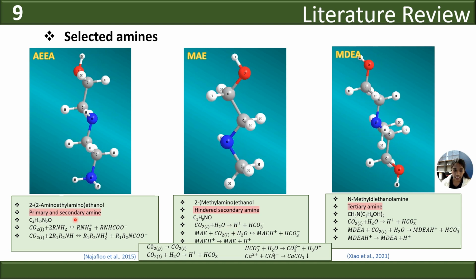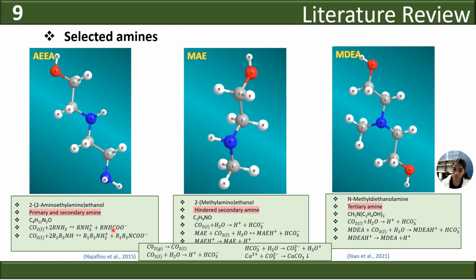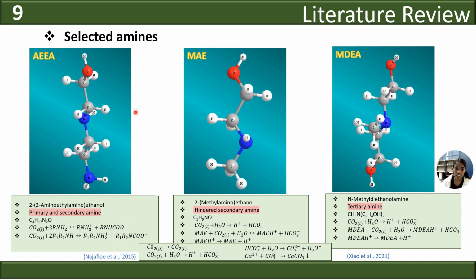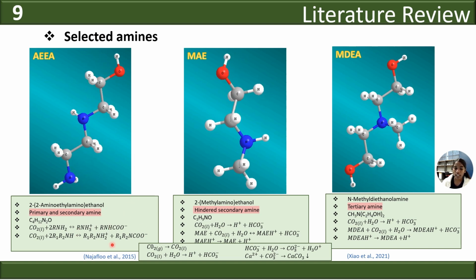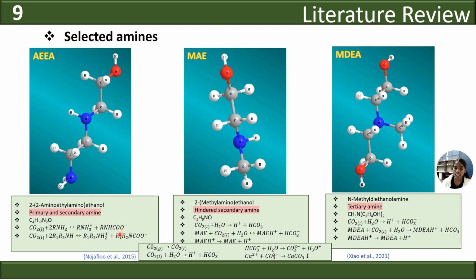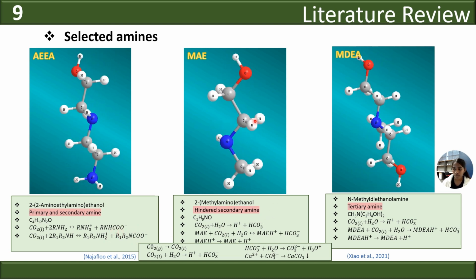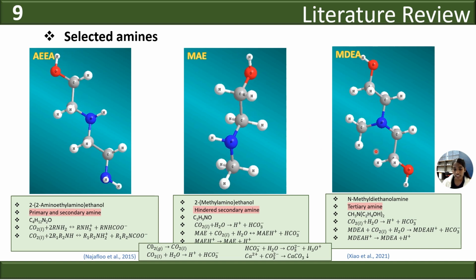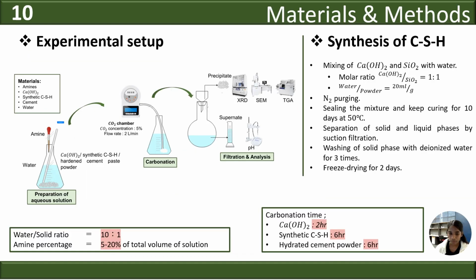However, the primary and secondary amines didn't form bicarbonate ions, they form carbamate ions. So, in the cement usage, these primary and secondary amines will not form calcite, instead they will remain as ions in the pore solution. So, for carbon capture in cement-based material, we can use the MAE and MDEA.